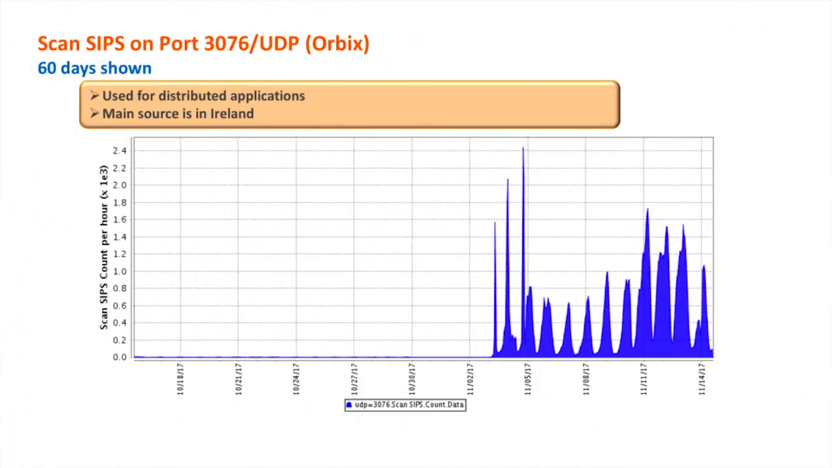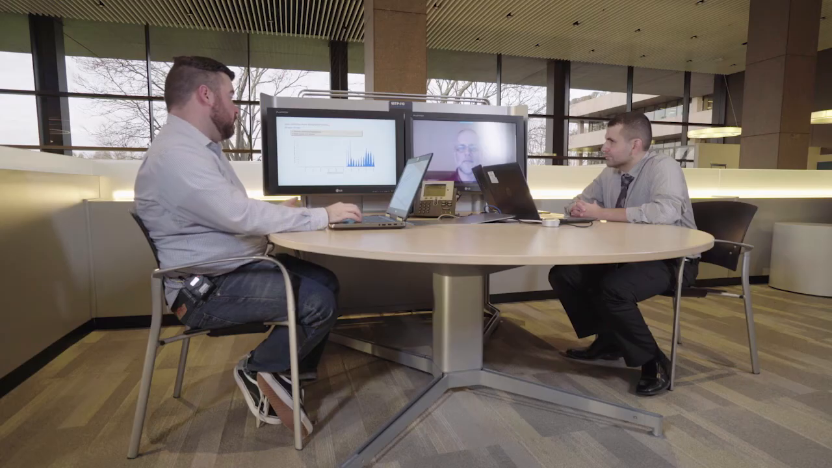This one was an interesting one. Port 3076 UDP was not in the top 10 of scan sources. It was in the top 20. And it was rather unique, and I figured I'd mention it. The registered use for this port is Orbix, which is apparently for distributed applications. It's some sort of protocol used for that. The main source of this scanning overwhelmingly is a host in Ireland, but I'm not aware of any vulnerabilities for this service. And there are other possibilities for this port as well, but it sort of came out of nowhere.